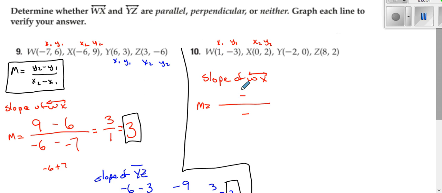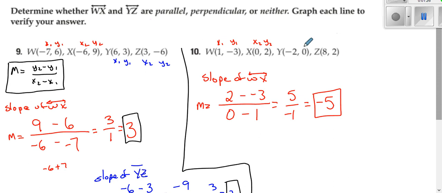So y2, 2, minus y1, negative 3. Notice the minus is part of the formula, but this is still a negative 3. x2, 0, minus x1, which is 1. 2 minus a negative 3 is like 2 plus 3, so we get 5. 0 minus 1 is a negative 1. This simplifies down to a negative 5. So there's the slope of WX.